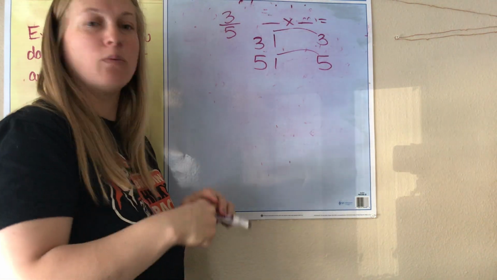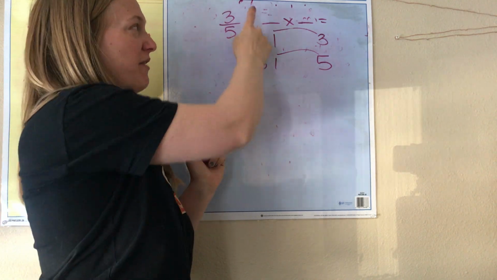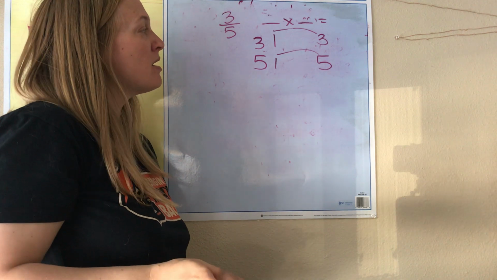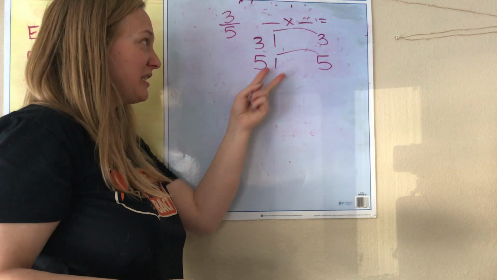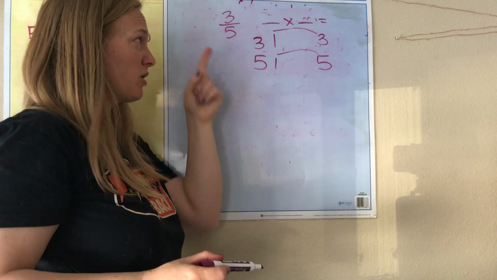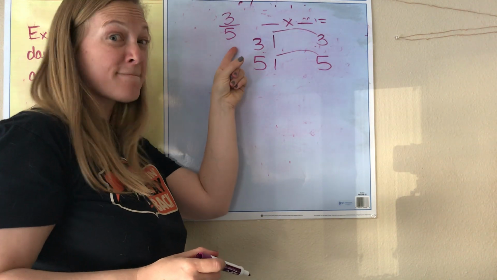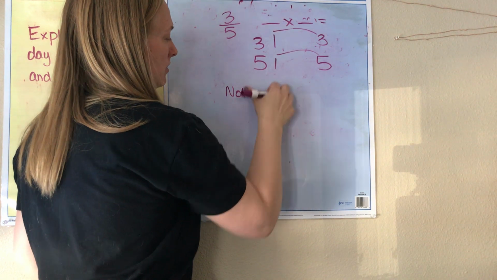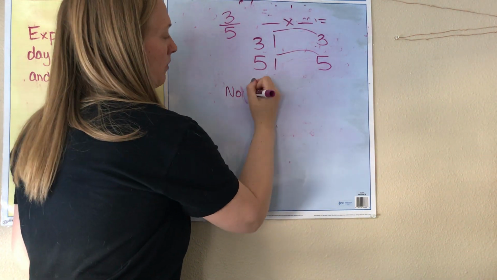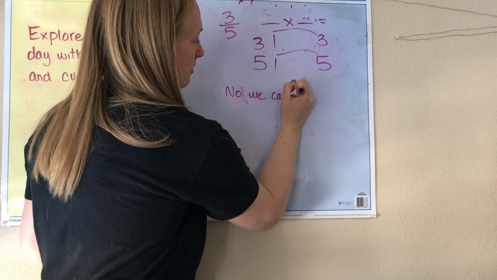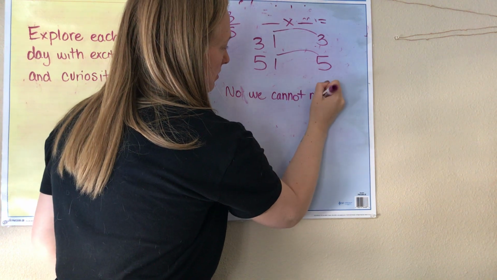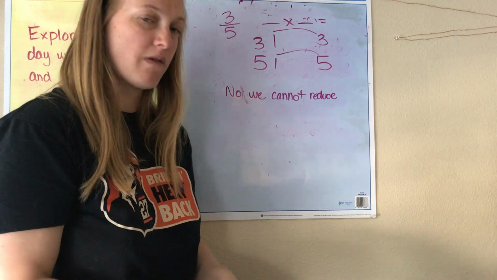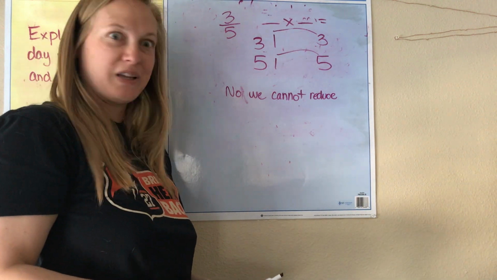Besides 1, remember, 1 cannot be my GCF to reduce a fraction because we get the same fraction if we divide by 1. Is there a GCF between 3 and 5 that we can reduce this fraction? Nope. So, no. We cannot reduce this fraction. It is already in its simplest term, 3/5. Okay? Hopefully that's what you got for an answer.